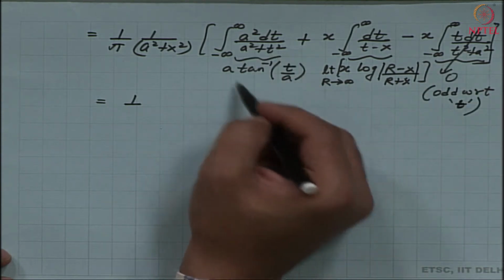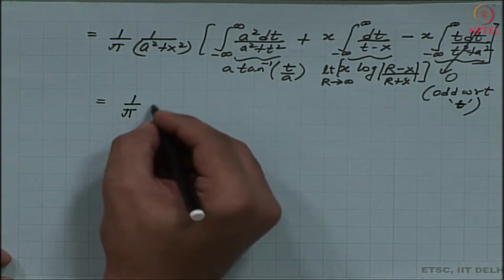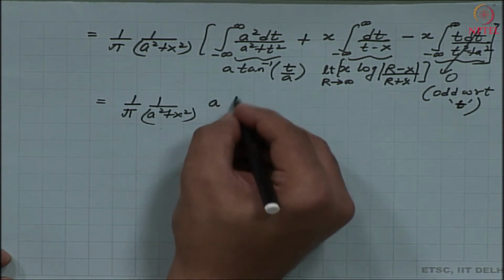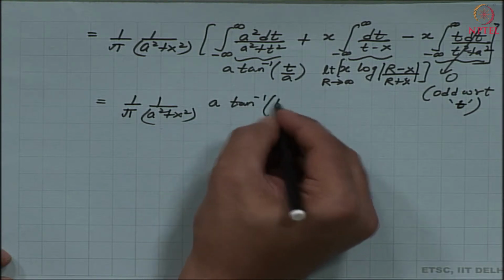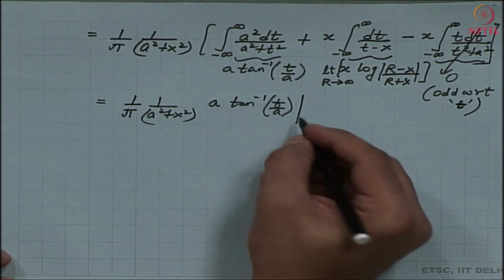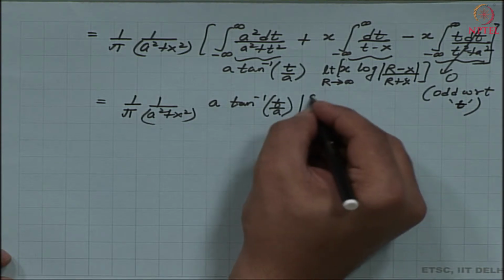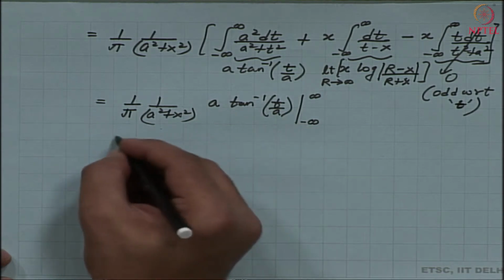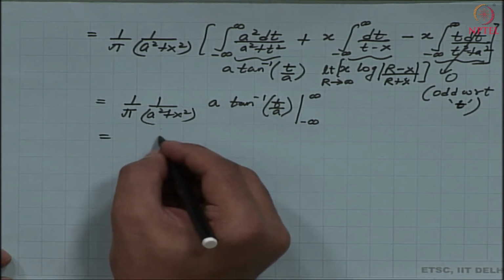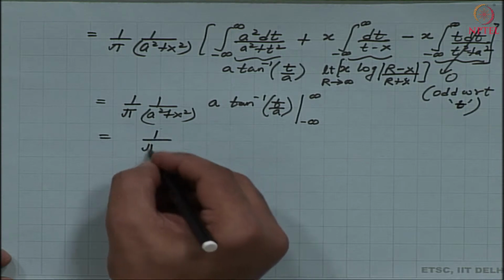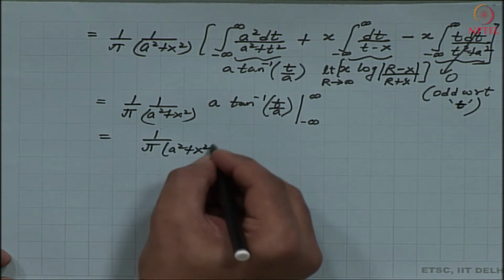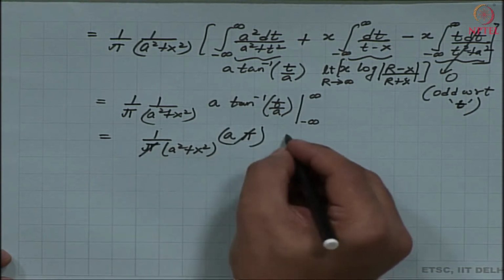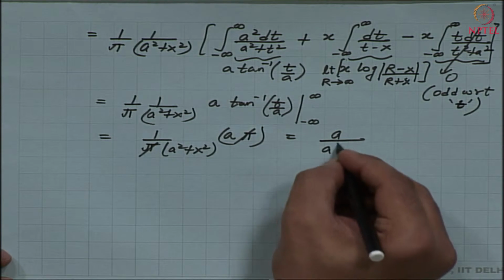The first integral, when I evaluate, I get this equal to 1 by pi times 1 by a square plus x square times a tan inverse t by a from, well, when I plug in negative infinity to infinity, I get pi by 2 each time, and let me just simplify to give you the answer. So, I get 1 by pi a square plus x square times a pi. So, I can cancel out this pi to come up with the final answer to this problem.